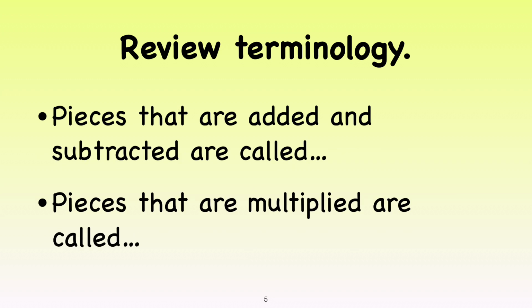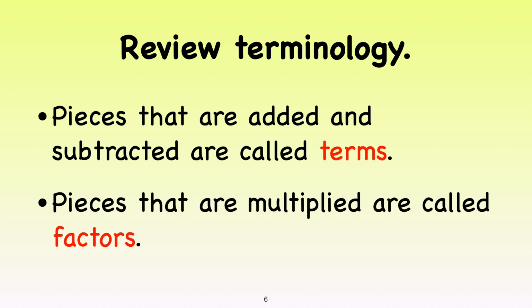What do you call things that are added and subtracted? What do you call things that are multiplied? Pieces that are added and subtracted are called terms. Pieces that are multiplied are called factors.